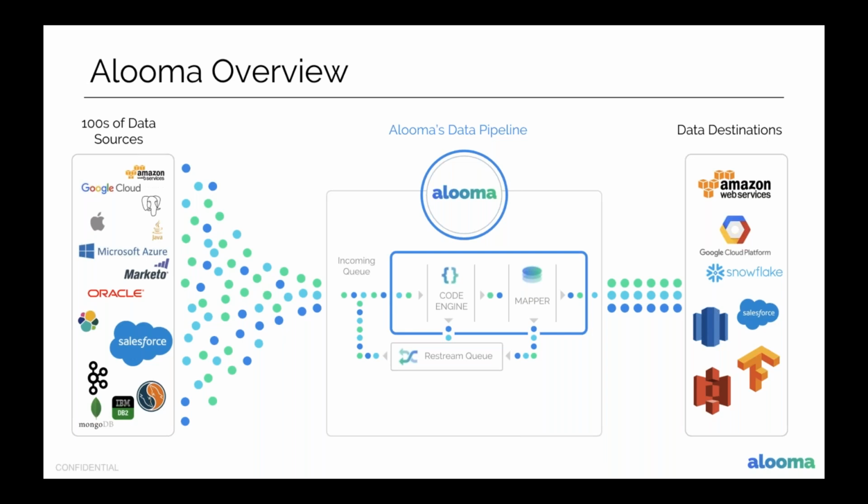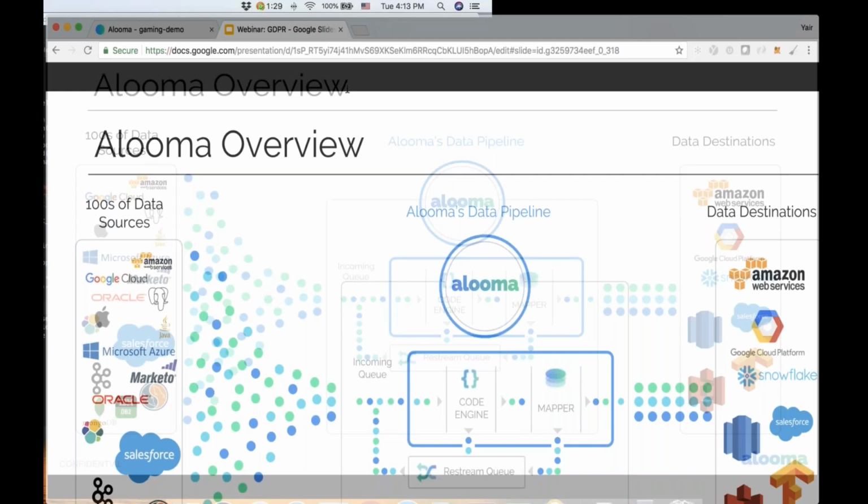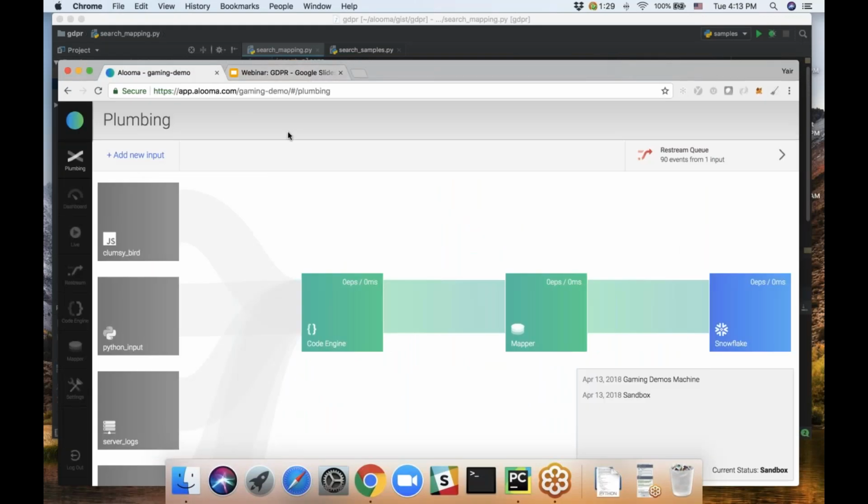The last piece is the restream queue, which is how to handle errors. So I'll move over to an Alooma demo to show the product itself, and then we'll show some code samples as well. So this is an already set up Alooma system that you can see in front of you.